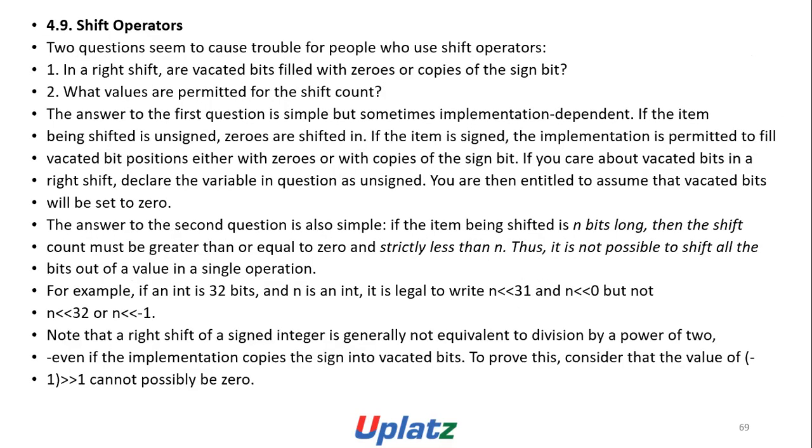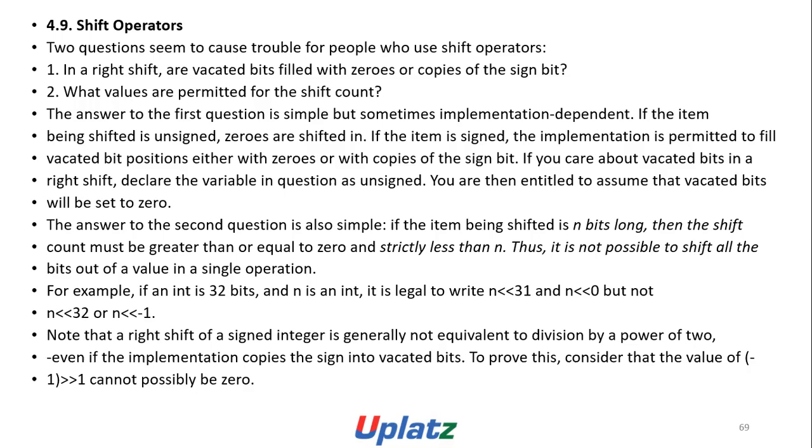Shift operators. Two questions seem to cause trouble for people who use shift operators. In a right shift, are vacated bits filled with zeros or copies of the sign bit? And what values are permitted for the shift count? The answer to the first question is simple, but sometimes implementation dependent. If the item being shifted is unsigned, zeros are shifted in. If the item is signed, the implementation is permitted to fill vacated bit positions either with zeros or with copies of the sign bit. If you care about vacated bits in a right shift, declare the variable in question as unsigned. You are then entitled to assume that vacated bits will be set to 0.